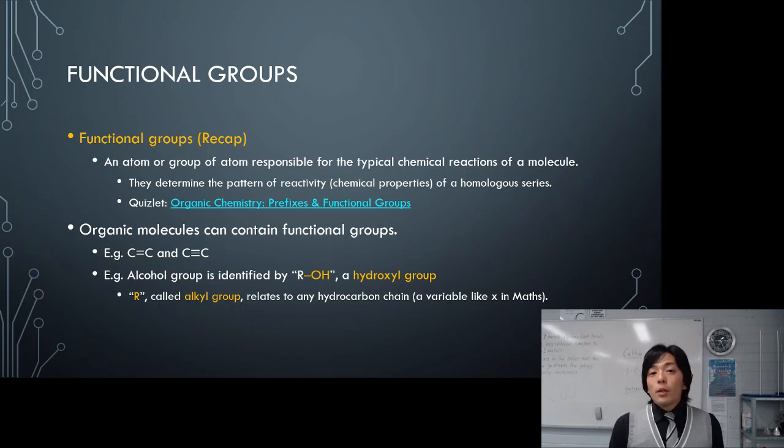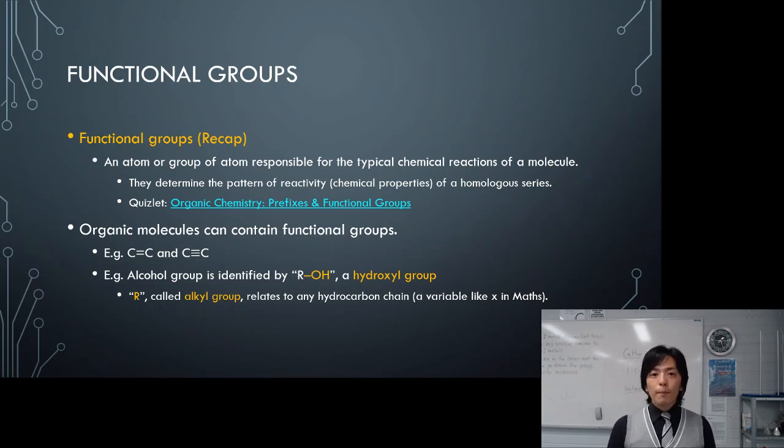Functional groups, they're determined by patterns of reactivity of homologous series. So each functional group is considered to have its own chemical family, homologous series that is. There's a link for Quizlet in there too. It's been already introduced again, but hopefully you've been spending a bit of time to familiarize yourself with the names and structure of each functional group.